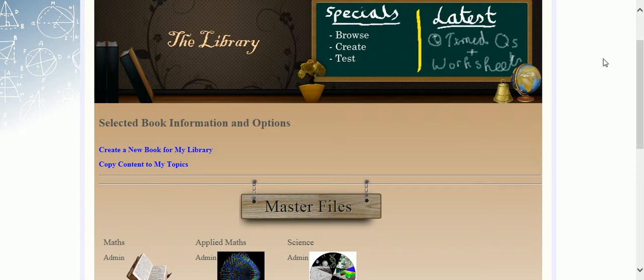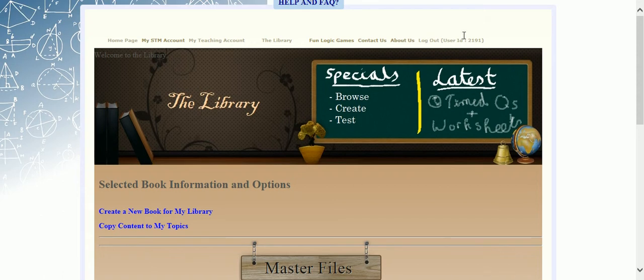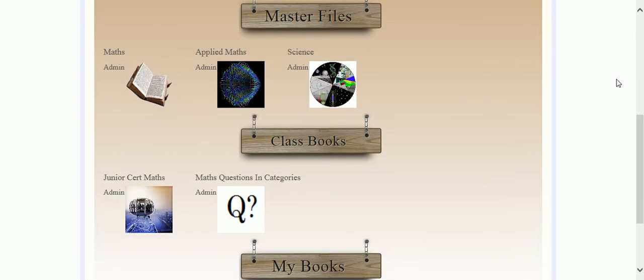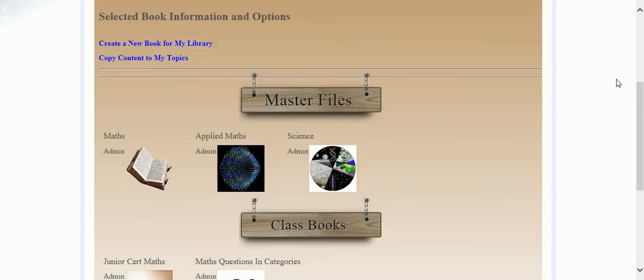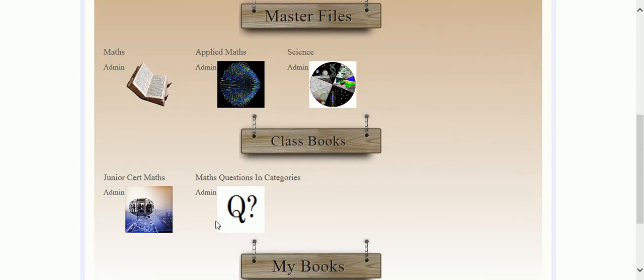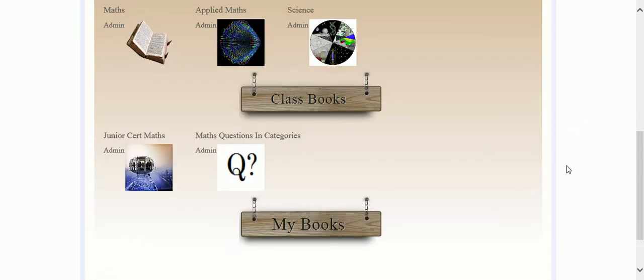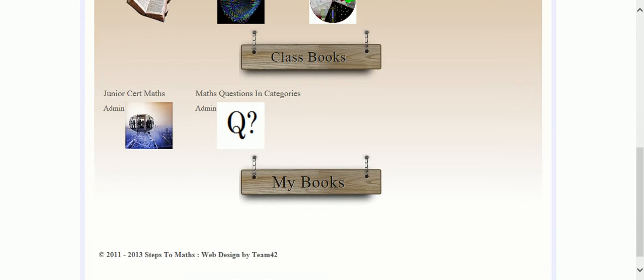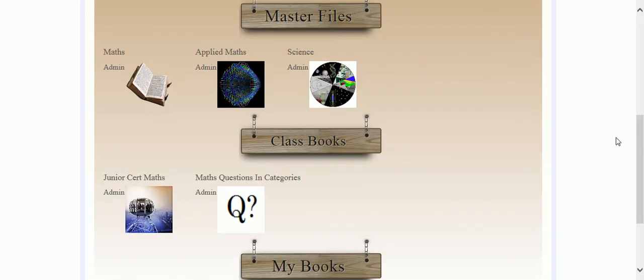So in this video we're looking at this. I've logged in as a new user. This is user ID 2191, and this user can only see the master files and the class books. Now the document that you have is one of your own personal books. It's not one of his books, so he can't see it at the moment.